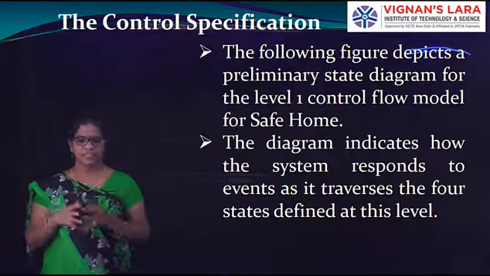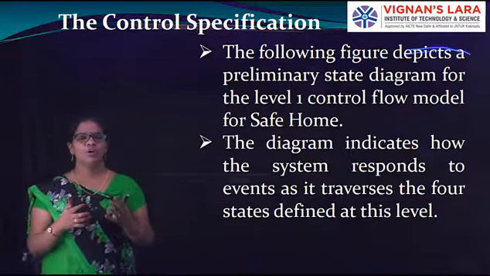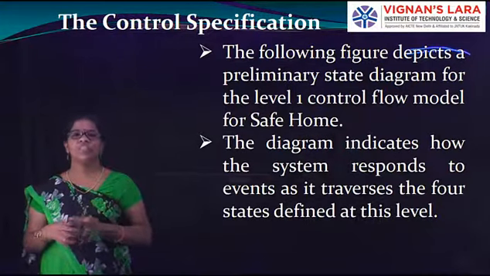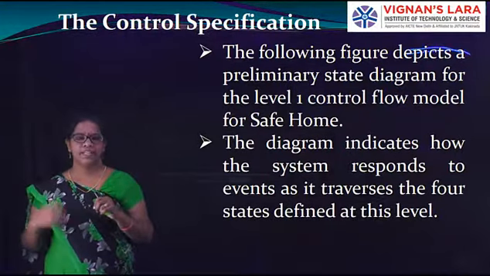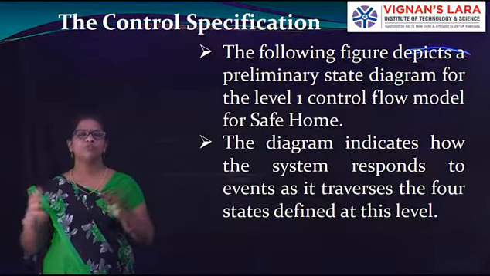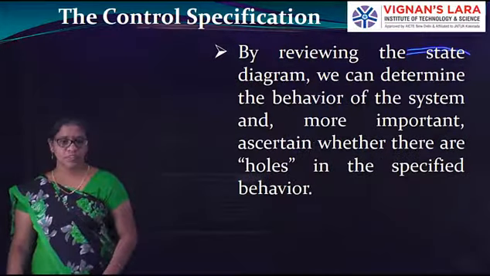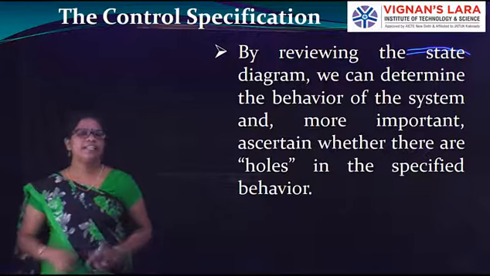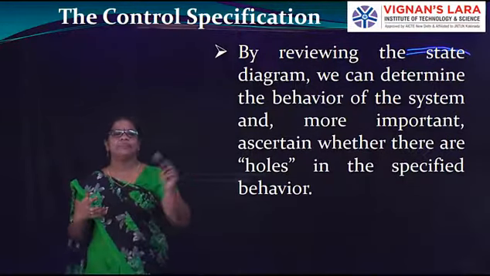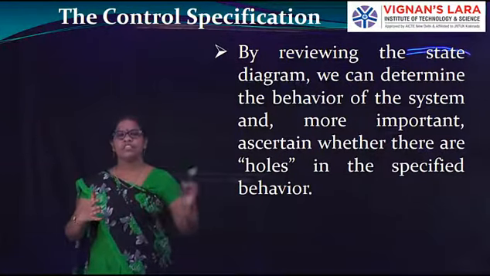So what happens when we apply an event? How will it traverse? Traverse means it will move through the 4 states defined at this level. In the DFD diagram or control flow model diagram at level 1, we have given the 4 states. Let us go further. By reviewing the state diagram we can determine the behavior of the system: if such an event occurs, what is the behavior of the system?